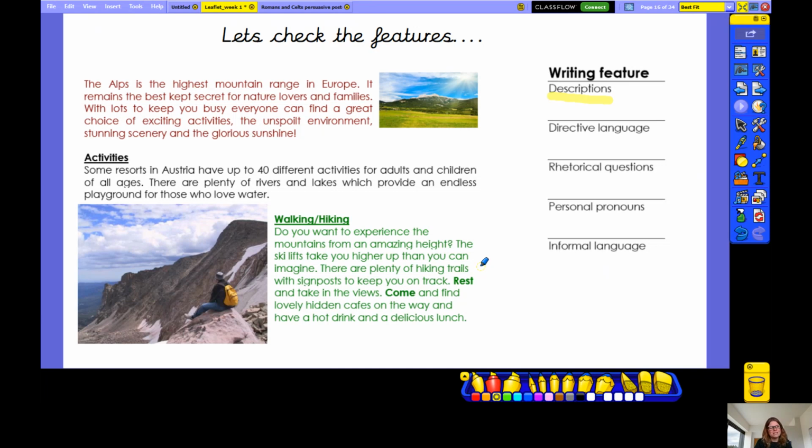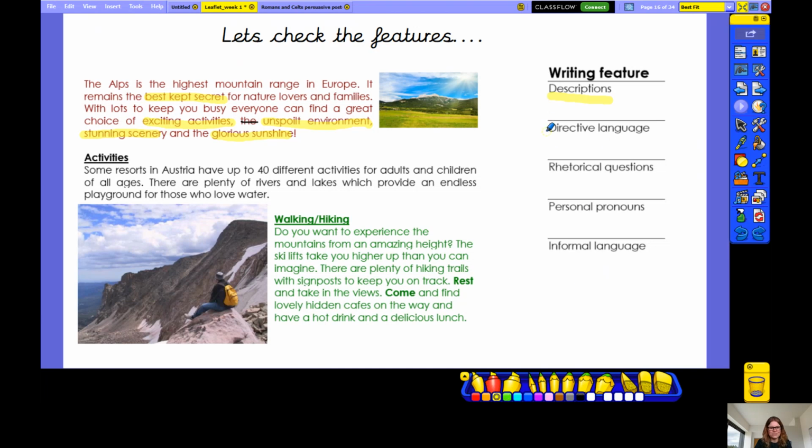descriptions. So here we've got, the Alps is the highest mountain range in Europe. It remains the best kept secret. That's a lovely description. Best kept secret for nature lovers and families. With lots to keep you busy, everyone can find a great choice of exciting activities. Another bit of description there. Unspoilt environment, stunning scenery, and glorious sunshine. So there's some examples there. I've just noticed a little mistake actually. I'm going to cross out a word there that I don't think we need. That's a typo.